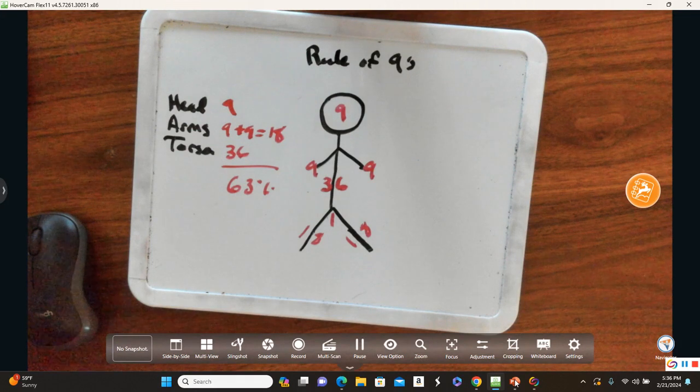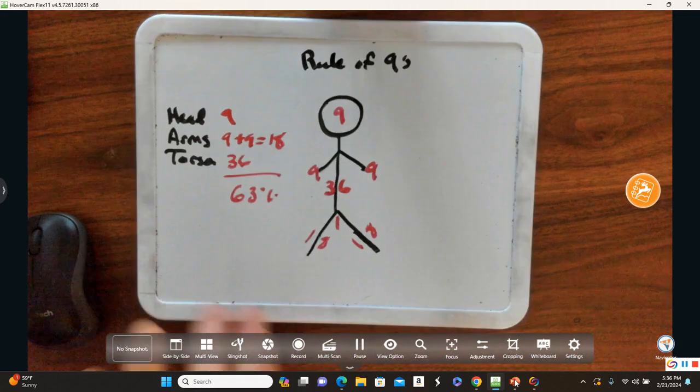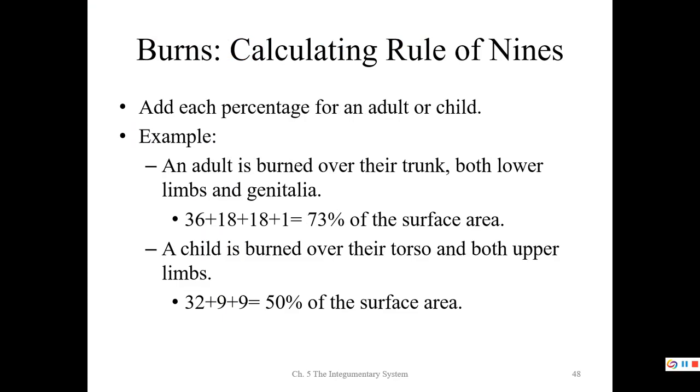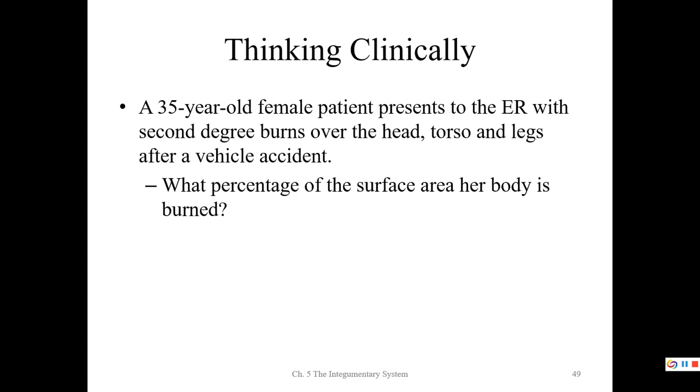So be able to do a rule of nines calculation, okay? It will be on the test. A 35-year-old female patient presents to the ER with secondary burns over the head, torso, and legs after a vehicle accident. What percentage is affected? Test yourself. See if you can do those kinds of questions. My test will probably be like this, describing a patient that has this kind of stuff. So I'll pause it, see if you can do it, and I will give you the answer.